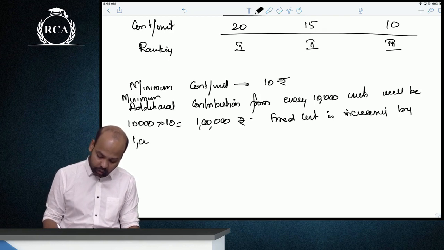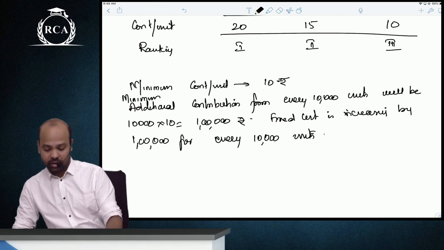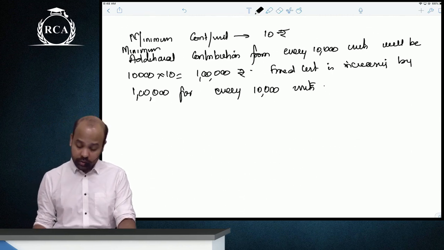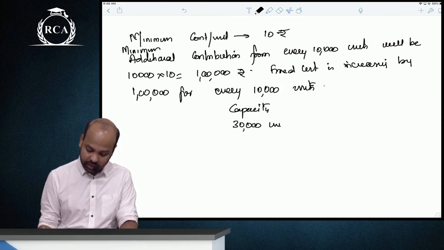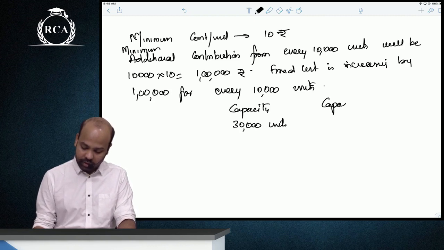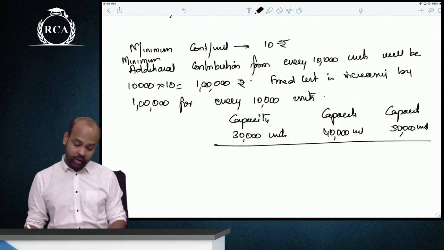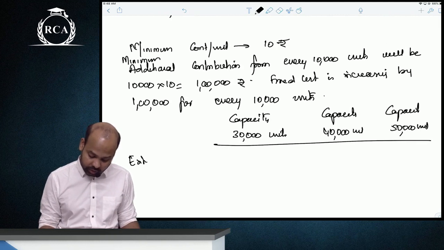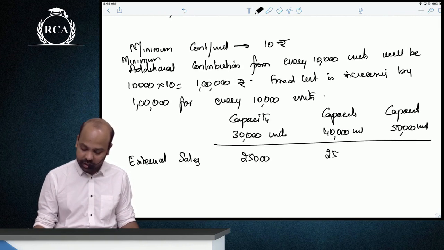So you will see that for every 10,000 units, beyond a particular point there might not be any incremental benefit. So if the capacity is 30,000 units, or if you increase the capacity to 40,000 units, or to 50,000 units, listen carefully. Your external sales are going to remain at 25,000 units. Do not forget, this is 2010. External sales will be given preference, 25,000 units.